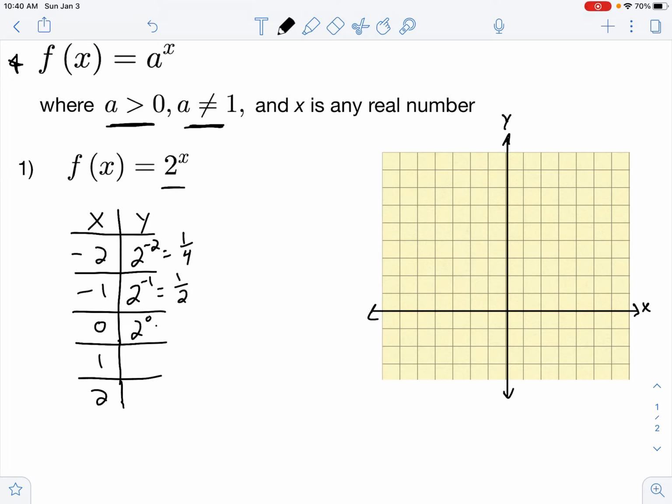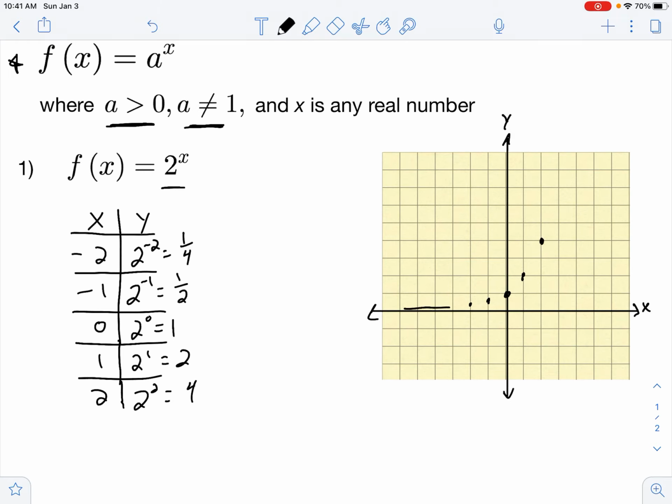And then 2 to the 0, anything to the 0 power is 1. Put in 1, so this would be 2 to the first power, sorry about that, which gives me 2. And then put in 2, which would give me 4. So if I were to graph this, I have -2 and 1/4, which would be somewhere over here, -1 and 1/2, 0 and 1, 1 and 2, and then 2 and 4.